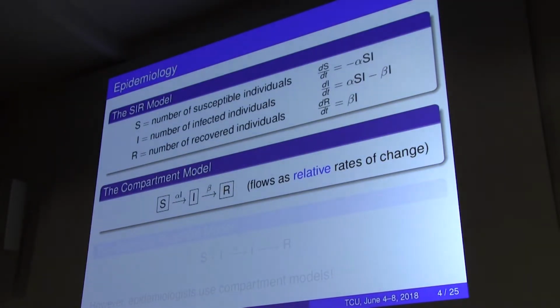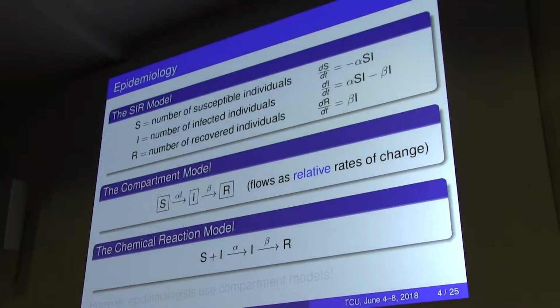But that's different from the reaction model. Because in the reaction model, we have three complexes and three species, and then basically you have this reaction produces the infected, and the infected recover, and this chemical reaction model produces exactly that system by the law of mass action. And so what's interesting is that the way to think about it is the compartment model is species based, whereas the reaction model is complex-based.